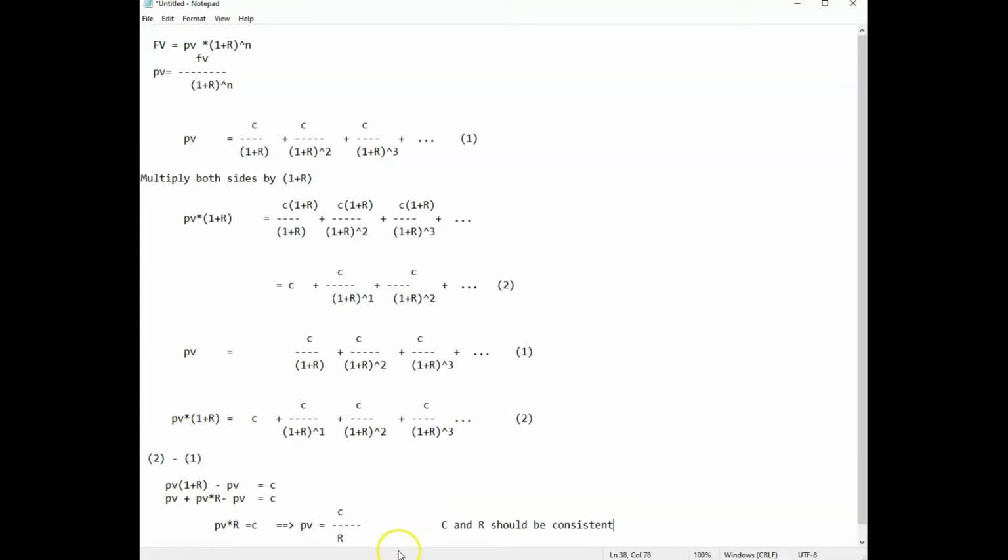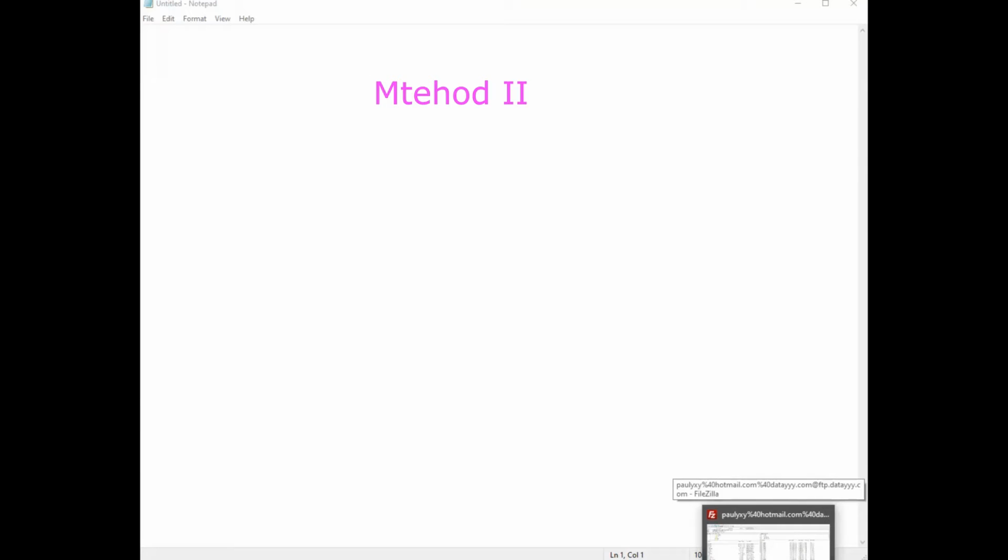Again, c and r should be consistent. What does consistent mean? If c is annual cash flow, r must be the annual interest rate or annual discount rate. If c is monthly, r must be monthly. So c and r should be consistent.